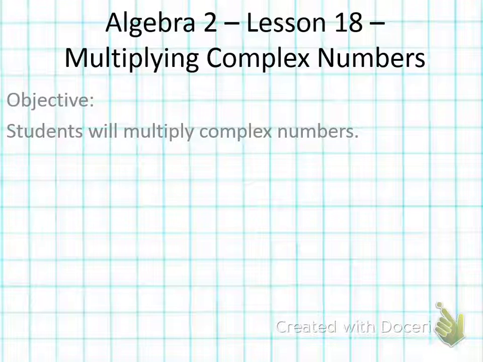This is lesson 18, multiplying complex numbers. So we've talked about imaginary numbers, how we get them. Take a square root of a negative number, and then you get an imaginary number, right? And if we have imaginary numbers and real numbers together, they're called complex numbers. We're going to add and subtract them. Today we're going to learn how to multiply them, okay?